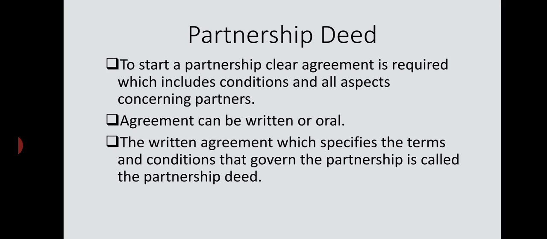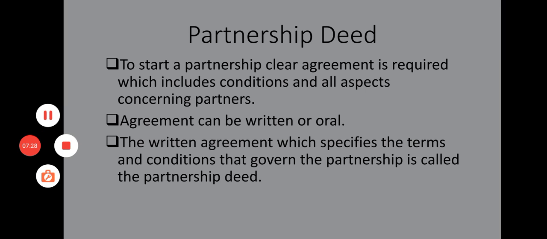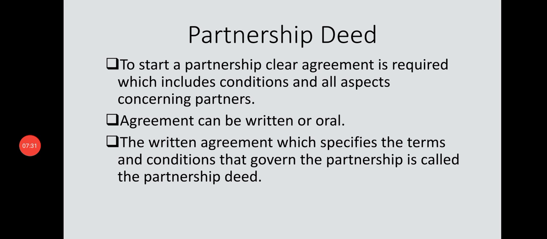In the same way, when the firm has started, partners decide whether they should have a written agreement or an oral agreement. There is no compulsion that partners should have a written agreement. They may or may not. What is a partnership deed? When the agreement is in writing, duly signed by all the partners and stamped according to the Stamp Act, we call it a partnership deed.